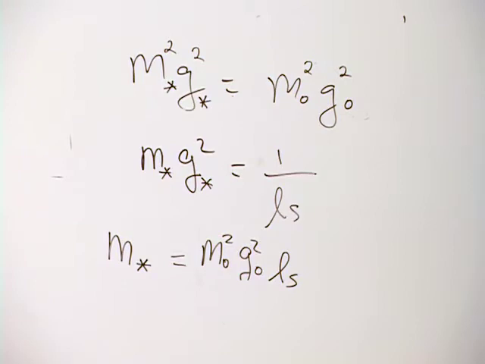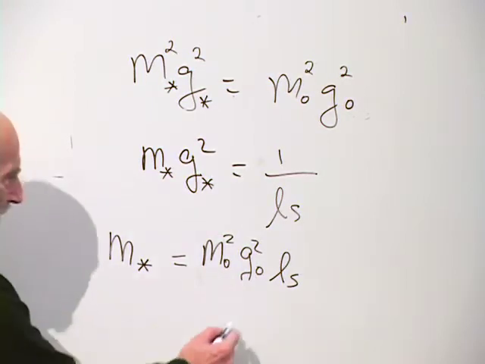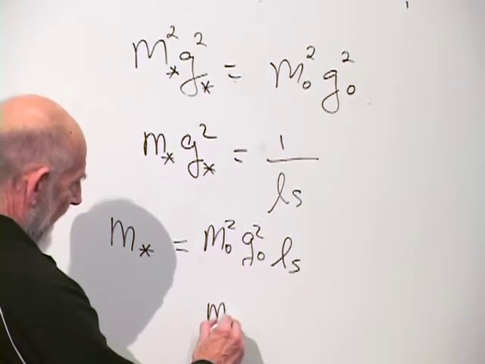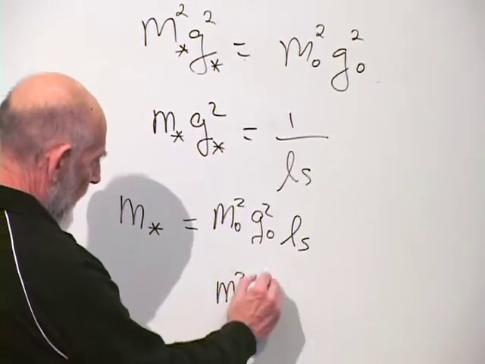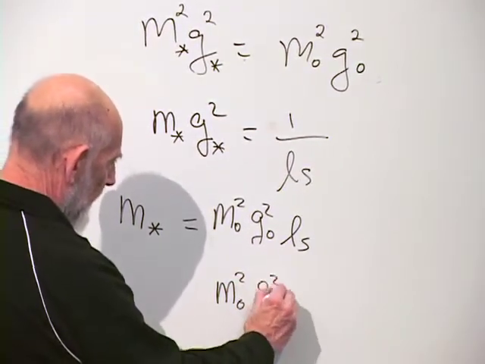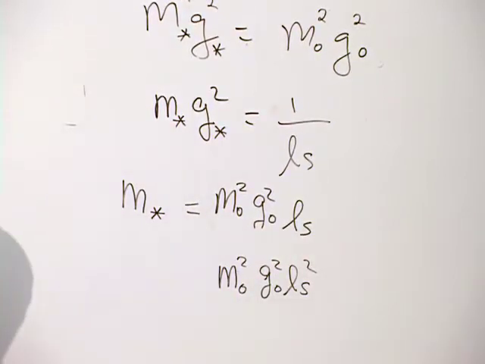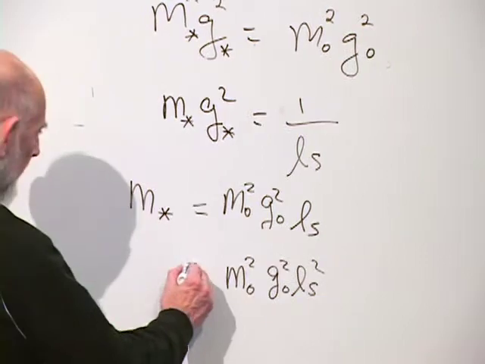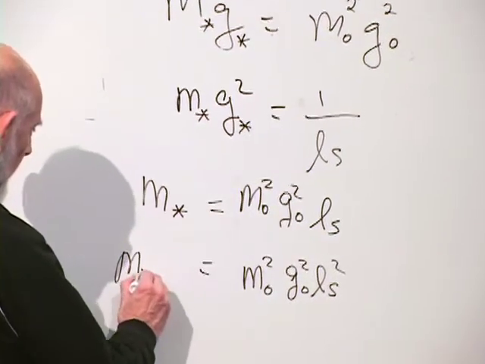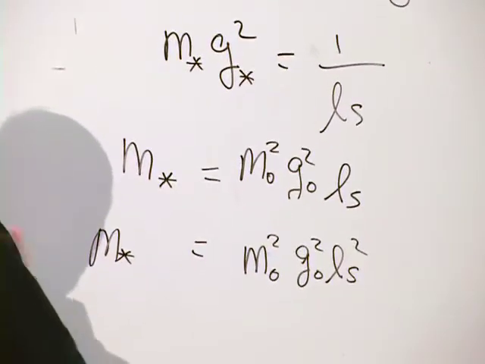Okay. Let me multiply both sides of it by L string. And then we get m naught squared, g naught squared, L string squared is equal to m star L string.